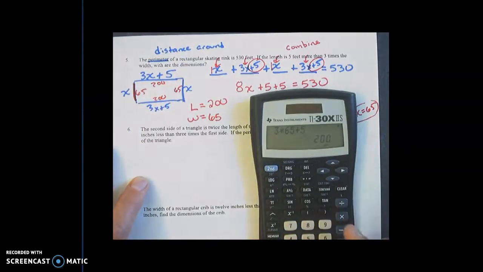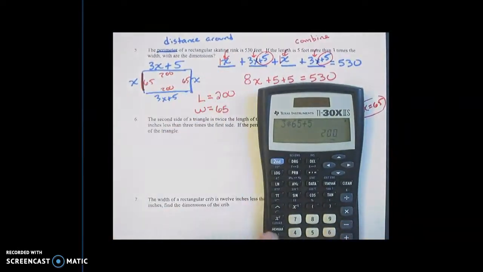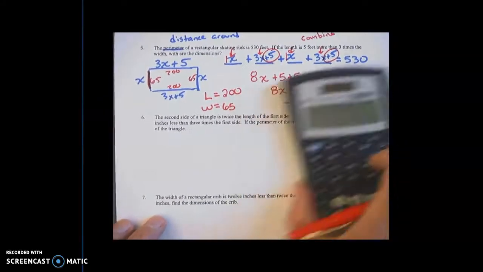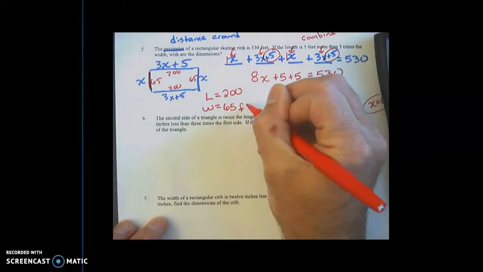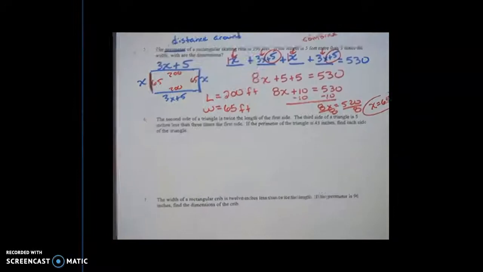And again, the best way to check is, you know that the perimeter is supposed to be 530 feet. So if I add up all those sides, 65 plus 200 plus 65 plus 200, when I hit enter, it should come out to 530. If it did, then it's a pretty good chance that I got this right. And it does come out to 530. This was in feet, so we'll label our stuff in feet. And that's how we would do perimeter word problems like that.